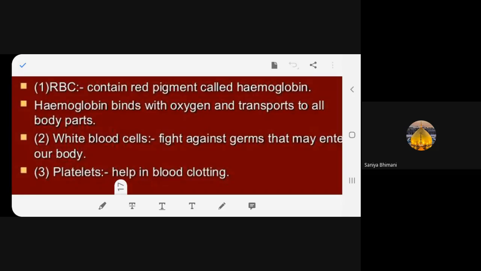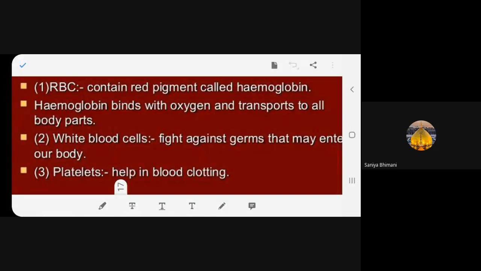Hemoglobin binds with oxygen and transports it to all the body parts. Fine. Now RBC, it is red. Why is it red? Because it has a pigment, a color, known as hemoglobin. As the name suggests, heme is iron. What is heme? Iron. So what is the function of hemoglobin?